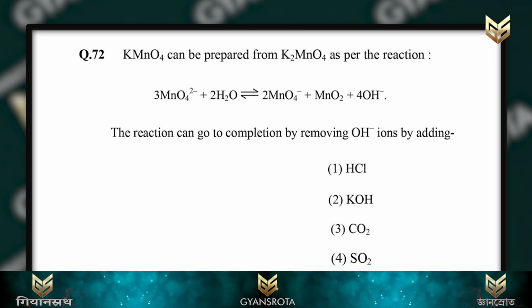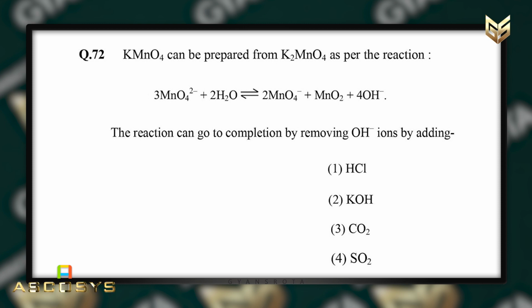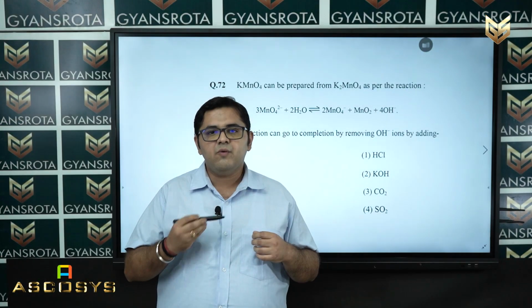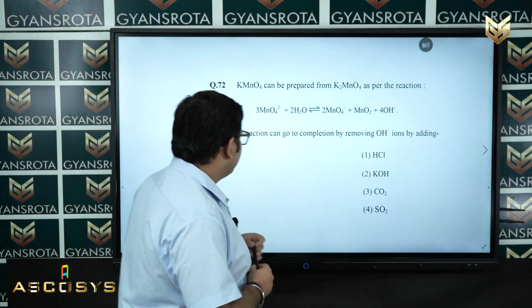KMnO4 can be prepared from K2MnO4 as per the reaction. They have already given the reaction. The reaction can go to completion by removing OH ions by adding... So, now we are moving to the solution part.